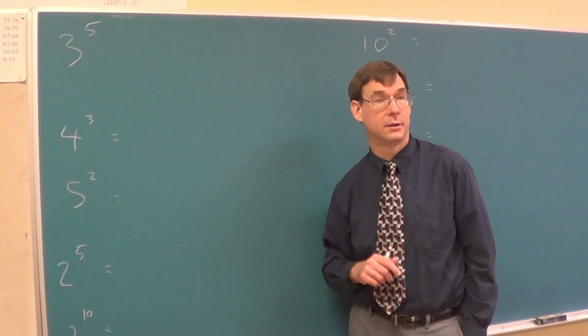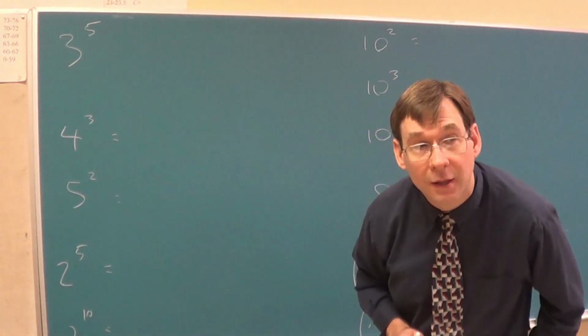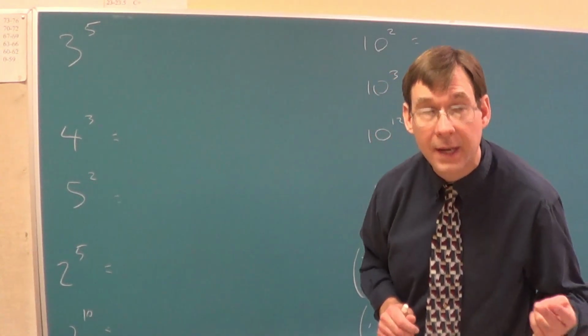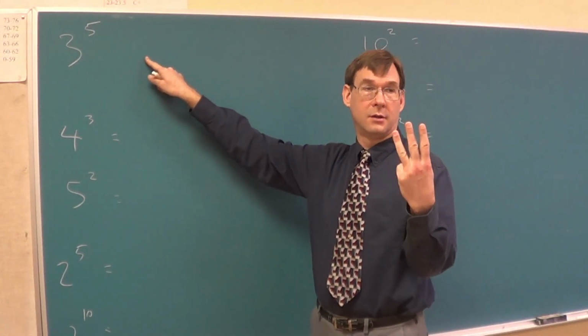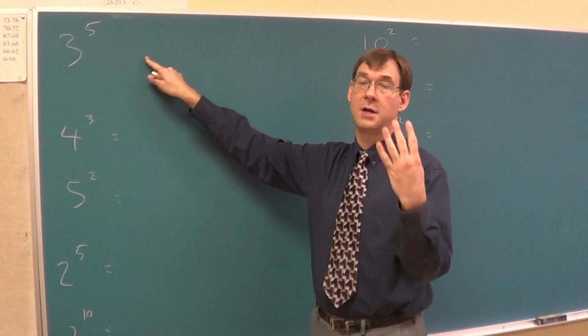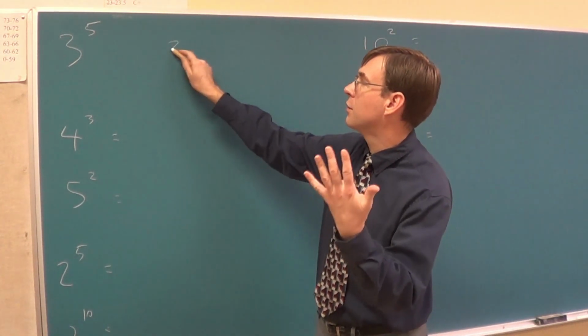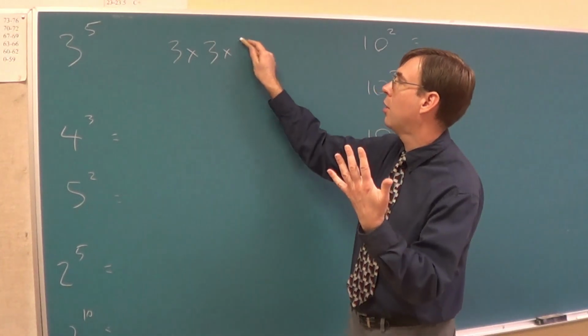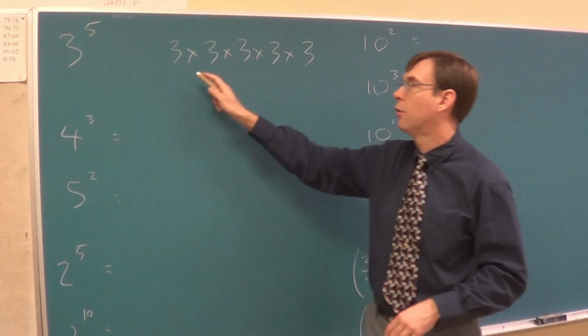Do you have an idea? It's like 3 over 5 times. Say again? 3 times 3, 5 times. Yeah, so this means to go 3 times 3 times 3 times 3 times 3. So we want to multiply until there's 5 3's there. That's what this means. So we're going to multiply a whole bunch of 3's, and in the end there's going to be 5 total 3's.